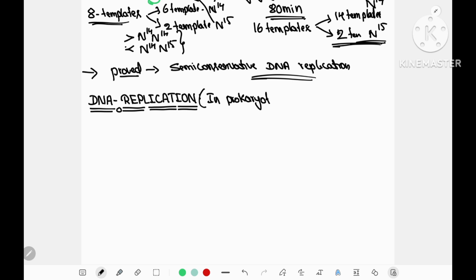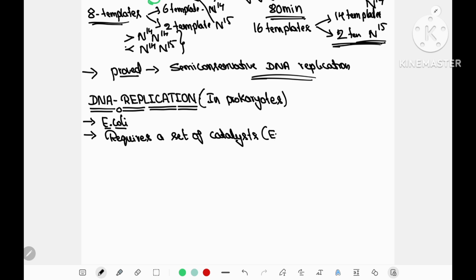In this video, let us discuss in detail about DNA replication in prokaryotes. Prokaryotic cell example, the prominent one is Escherichia coli. The replication requires a set of catalysts, and those set of catalysts are called enzymes. You have studied that enzymes are the biological catalysts which will bring about various types of reactions.